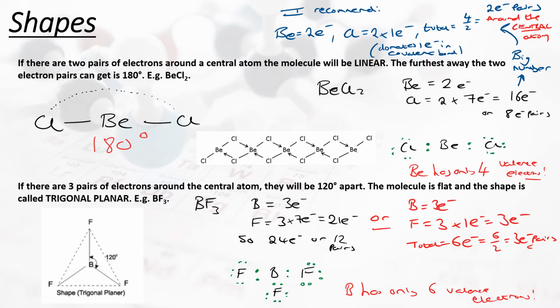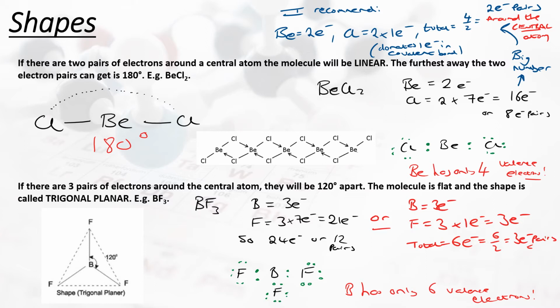So again, we can think of boron, our central atom here, in group 3, so it has 3 electrons. We could either think of the fluorines as having 7 electrons, and we have 3 of them, so therefore we have 21 electrons, and so the total is 24 electrons, or 12 pairs. Or we can think about it in the cheat method of the boron having 3 electrons. The fluorines are each going to donate 1 electron in the covalent bonds. So we have 3 lots of 1 from the fluorines to give us 3 electrons. That's a total of 6 electrons, and therefore 3 pairs.